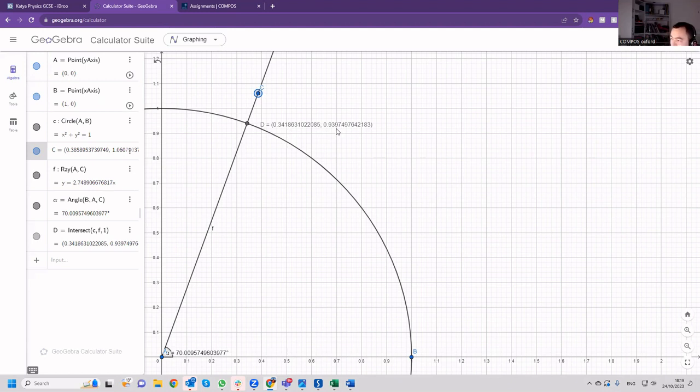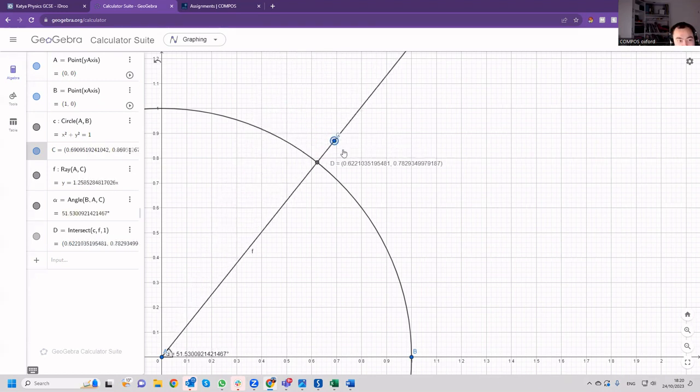Let's check your understanding. What is cosine of 0 degrees? What is cosine of 0 degrees?